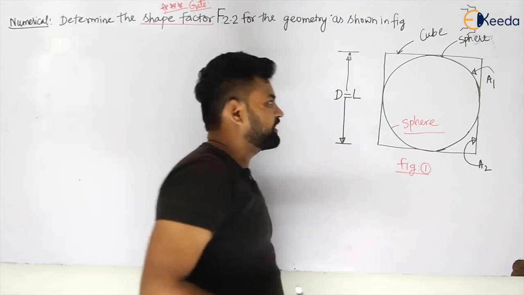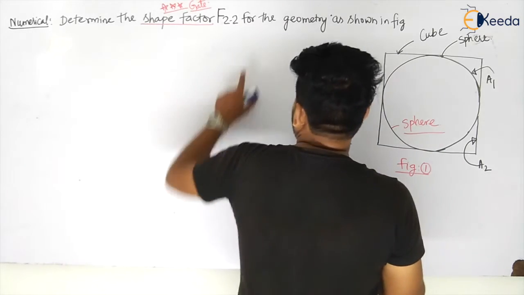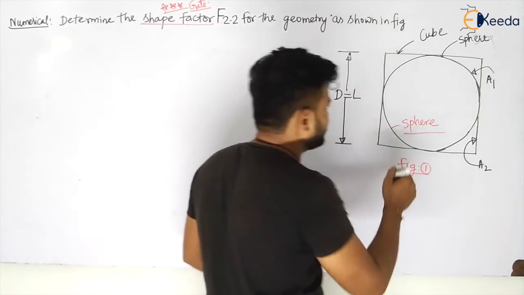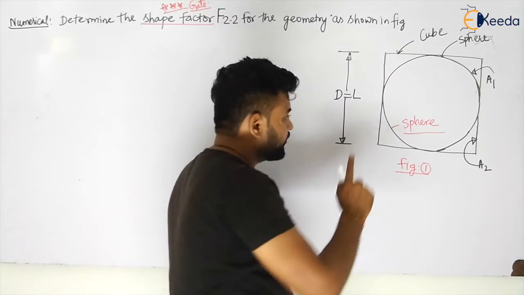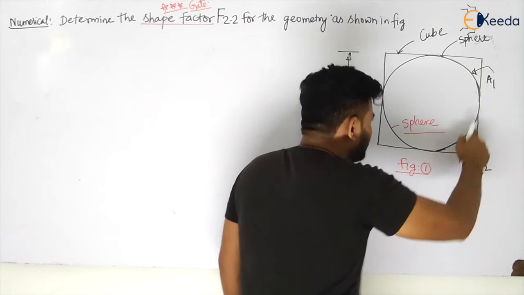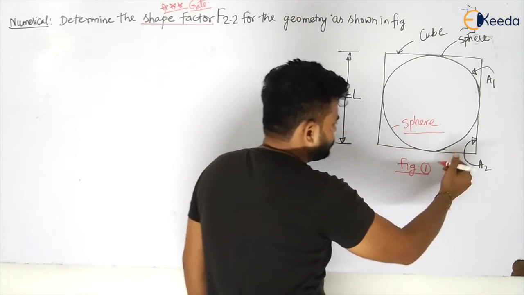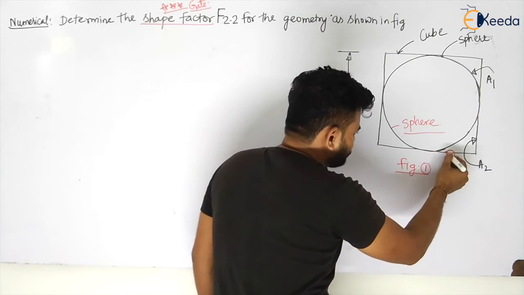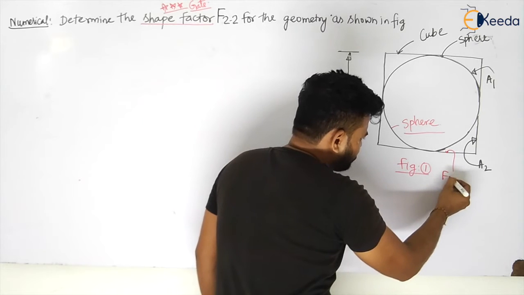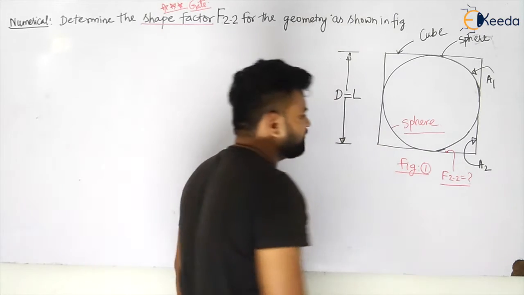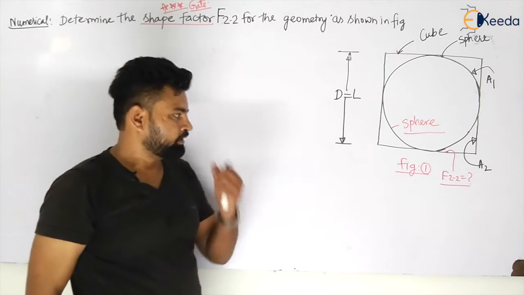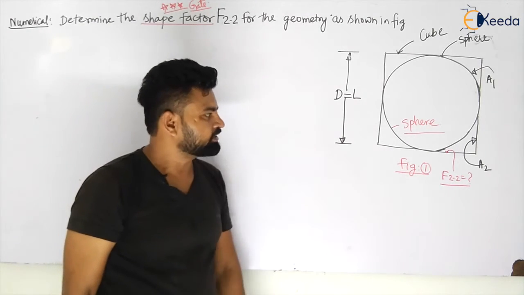So what is he asking? He is asking about F22. So what is the area? The outside area of the sphere is A1, and the inside area of that cube is A2. So he is asking about this view factor, that is F22, my dear students. So let us see how we can calculate this.